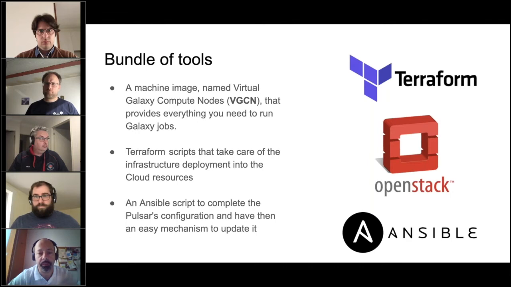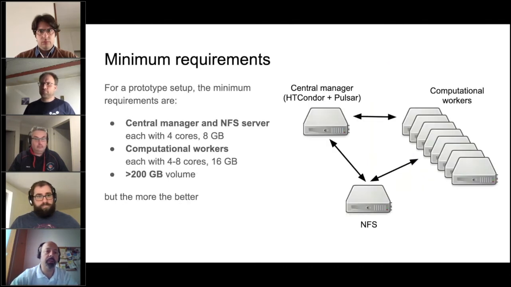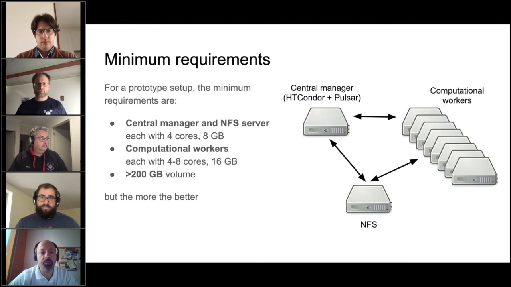In the end, we have an Ansible script that completes the Pulsar configuration and gives us an easy mechanism to update it afterwards. Next. The minimum requirements for a prototype setup should be at least two virtual machines, to have a central manager and an NFS server, and other resources to have a bunch of computational workers. But after the prototype setup is in place, it's just a matter of changing some values in the Terraform script to upgrade to a production configuration. Next slide.